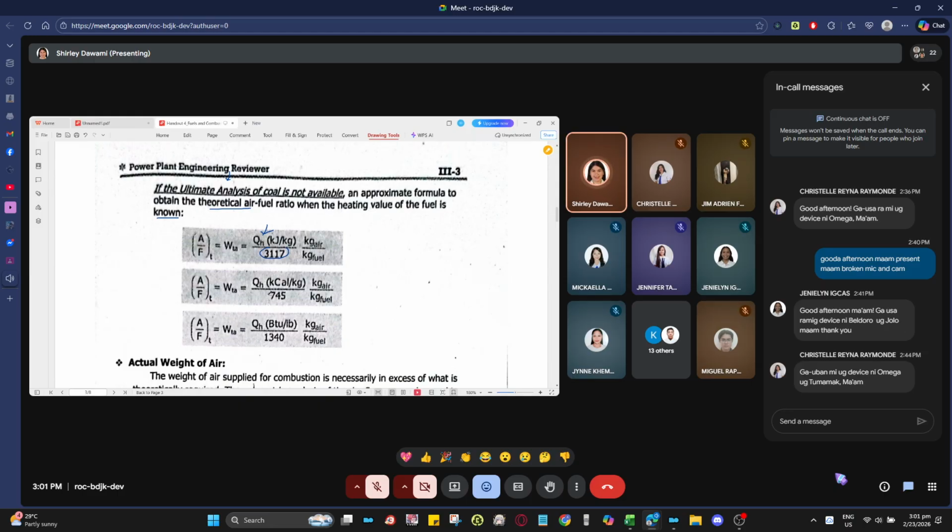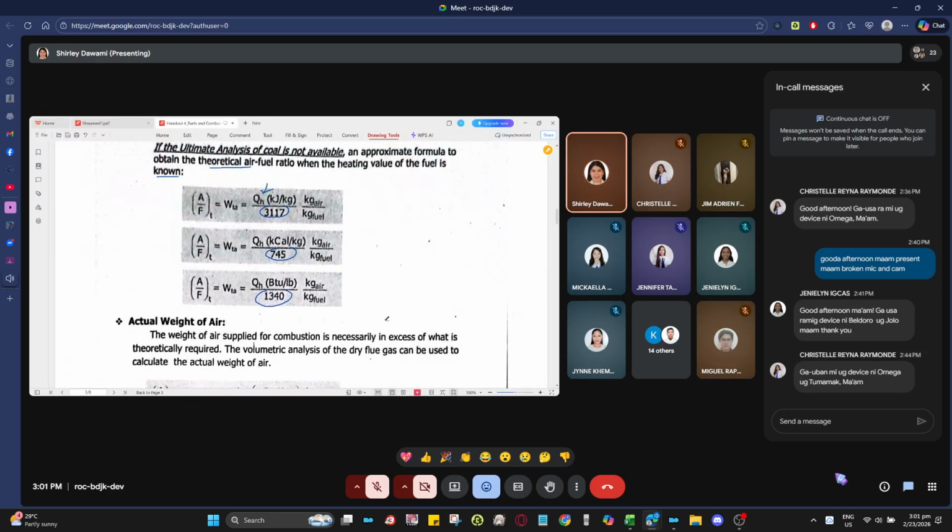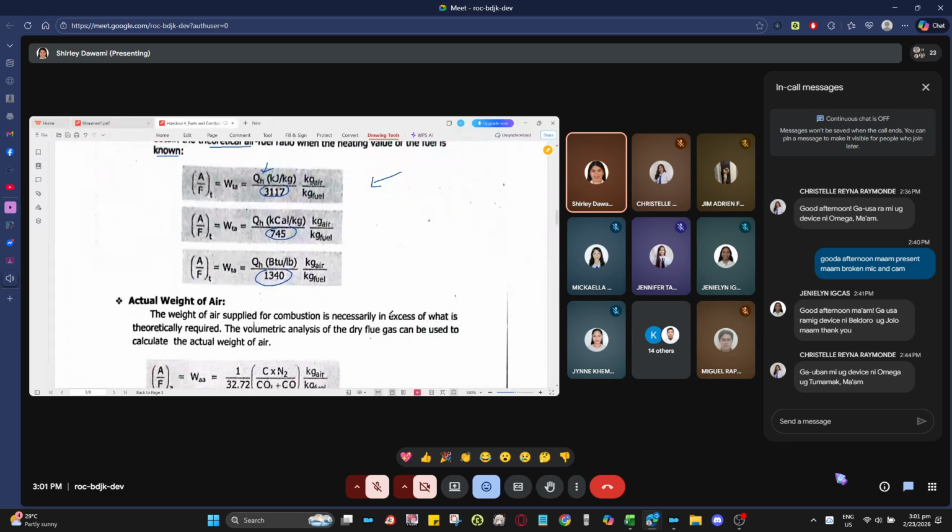So be careful with these constants or values because they depend on the unit. Okay? So for QH in kilocalorie per kilogram, that is divided by 4. Then for QH in BTU per pound, that is divided by 1340. So this is the formula if the ultimate analysis is not given.